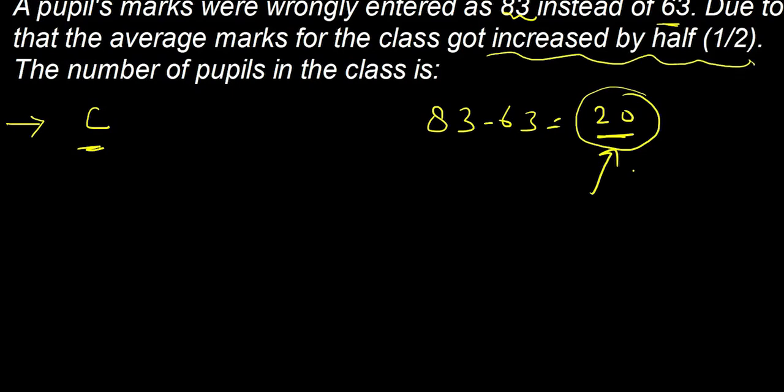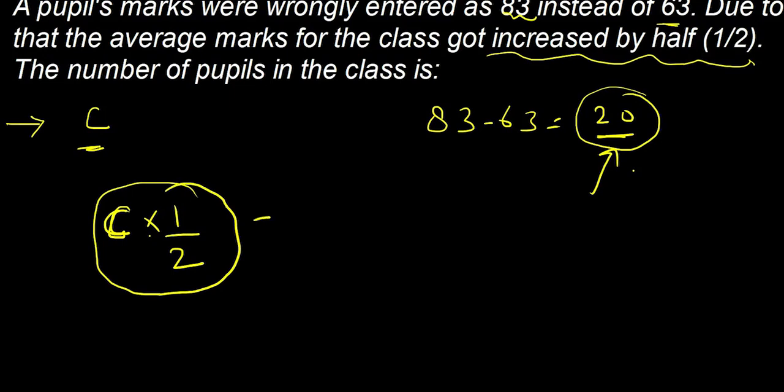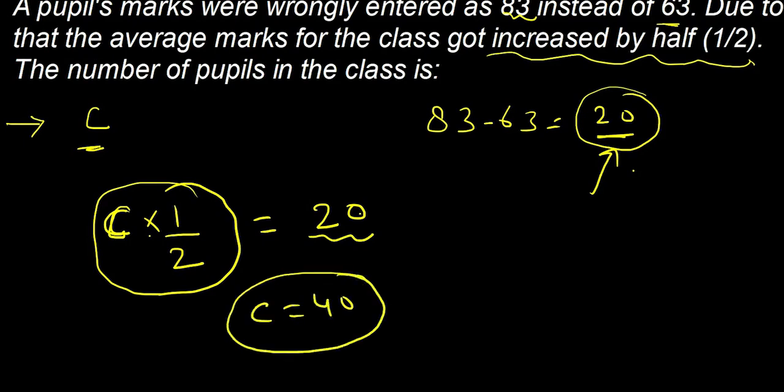इसका मतलब क्लास में जितने भी लोग थे उनको सबको हाफ और मिल गया है. So I can say that C into half is the difference. Everyone got it, and the total difference that was actually added is 20. So you can say that how many people are there? 40 people are there, and the number of people in the class is 40. So straight away you can say the number of people in the class is 40.